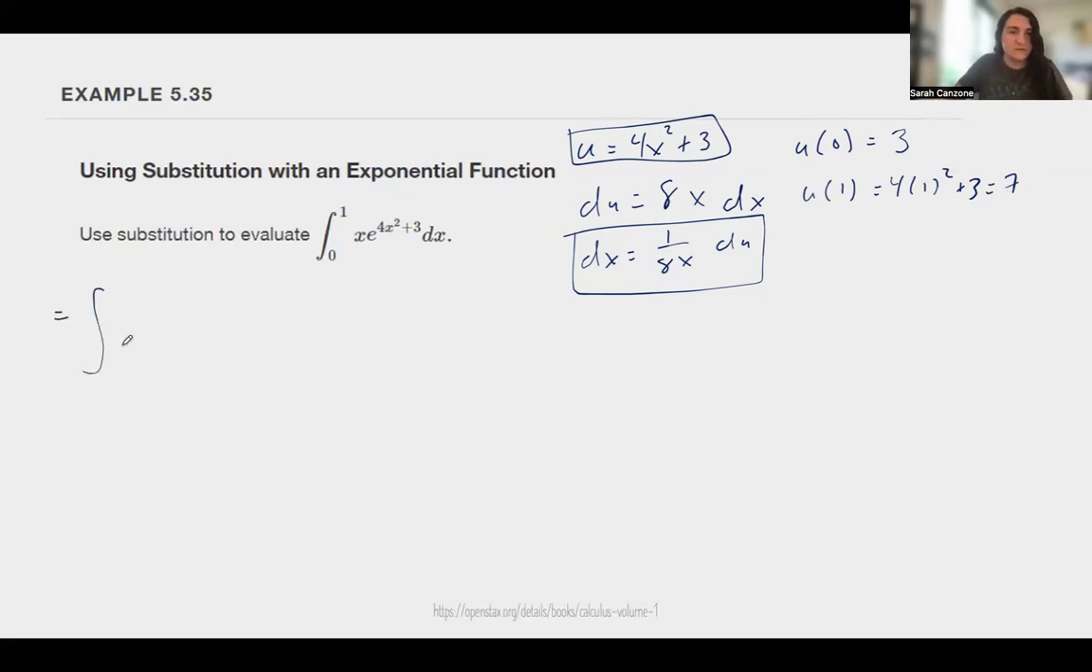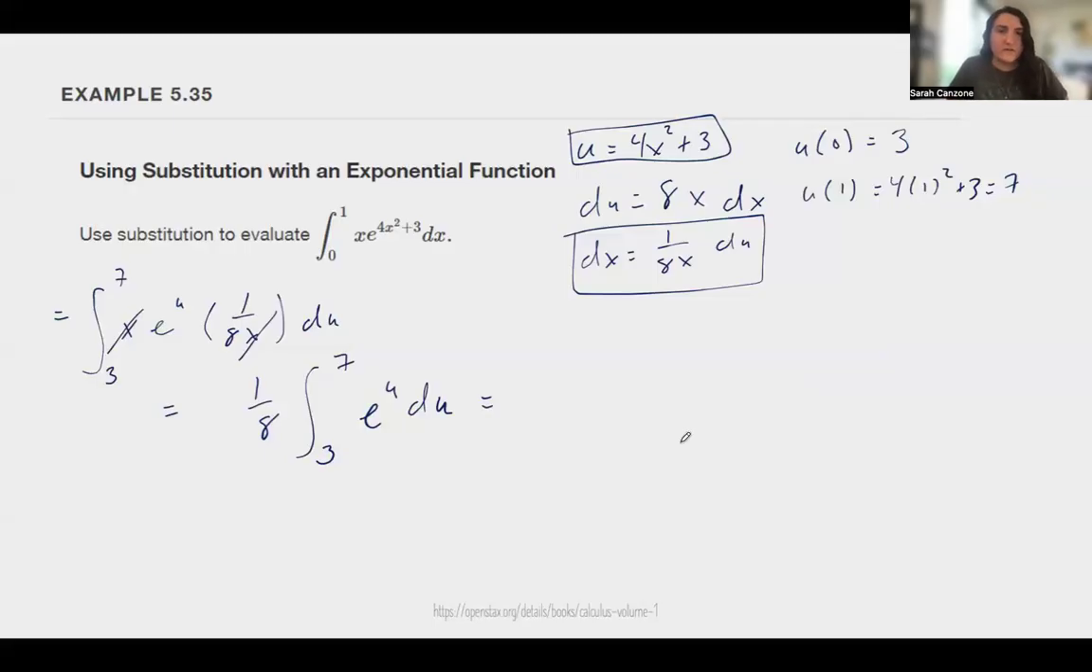So this is equal to the integral. So again, the 0 here, as you see, goes to 3. So we'll put a 3 down here. And the 1 here goes to 7. So we'll put a 7 here. x will stay. e to the, well, we said 4x squared plus 3 was u. So this is u. And then dx we solved to be 1 over 8x times du. We'll once again see that we have two x values here. They do in fact cancel when you do x divided by x, and the 1 over 8 has to stay. And so this is the same thing as 1 over 8 times the integral from 3 to 7 of e to the u du.